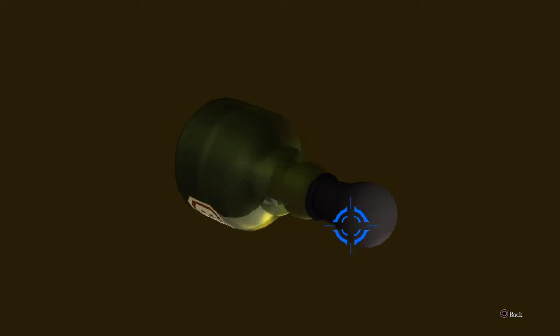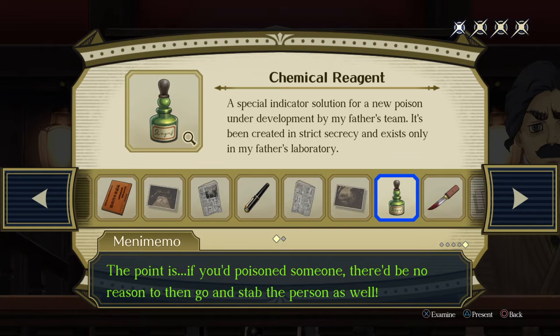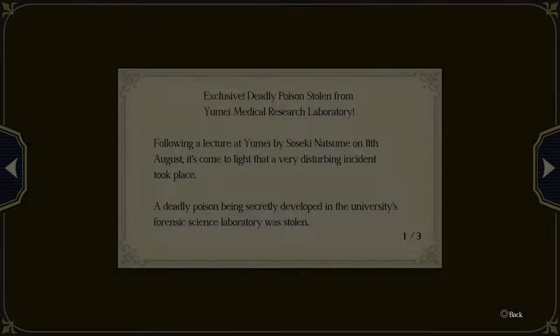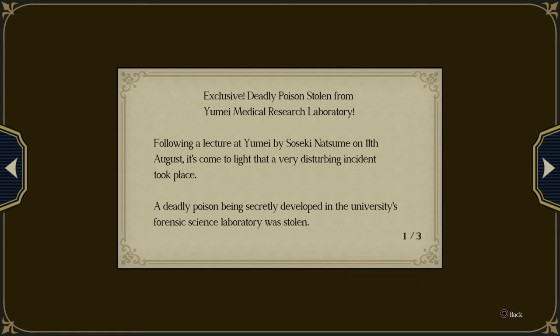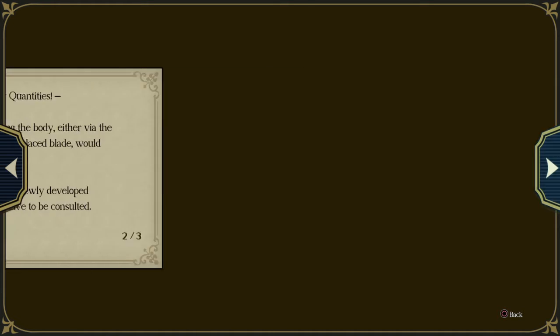Is there anything special about this? Because we haven't had an opportunity to present this, I don't think. And yeah, okay, that indicates what the poison is. Or it identifies the poison, because otherwise there's no way to identify it. "Even the smallest amount entering the body, either via the mouth or via a wound from a poison-laced blade, would prove fatal in minutes. Current methods cannot detect the newly developed chemical. The university would have to be consulted."